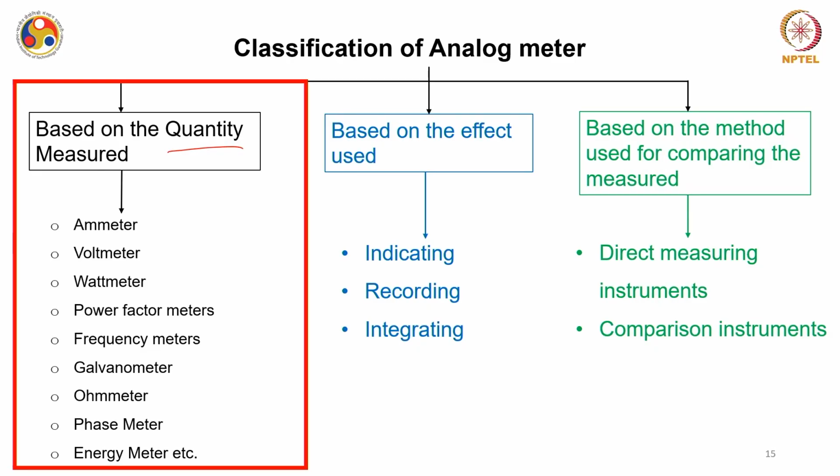So, I hope that this kind of classification is clear to you. In our next class, we will continue our discussion on analog meter classification, and we will discuss the classification based on the effects used and other ways of classification. Once you understand this classification, understanding the usability and operation of these analog meters will not be that difficult.